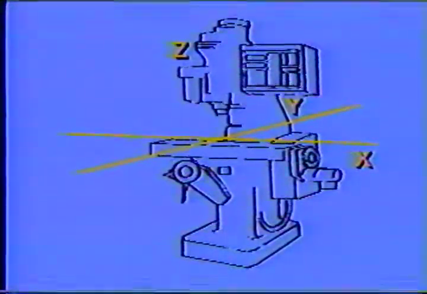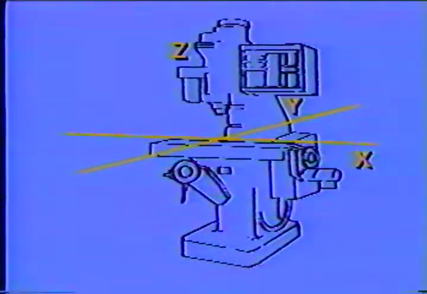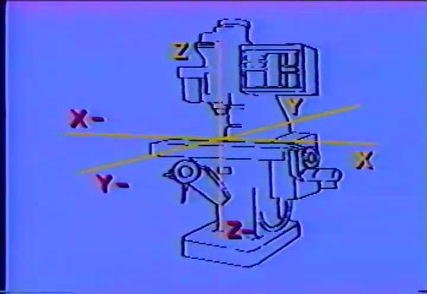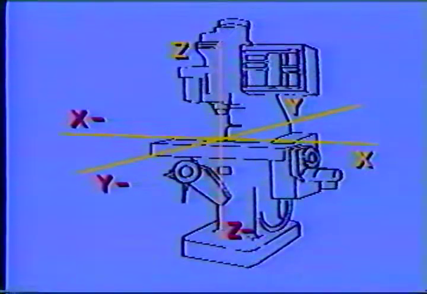A mill has three axes of motion, X, Y, and Z. The X-axis runs back and forth, corresponding to the length of the part. The Y-axis runs in and out, corresponding to the width of the part, and the Z-axis runs up and down, corresponding to the depth of the part. All dimensions are either positive or negative numbers.